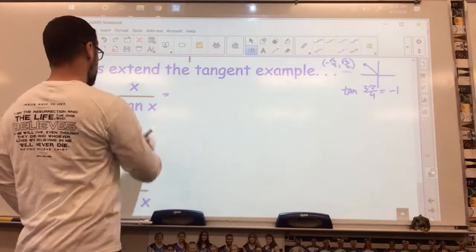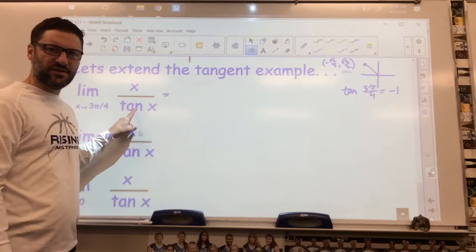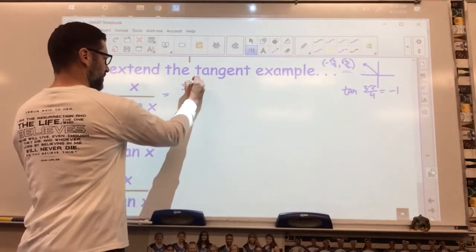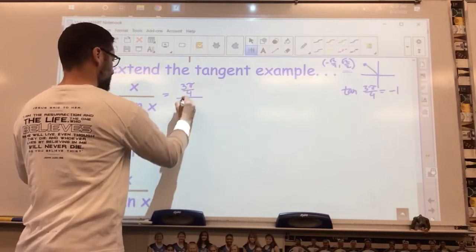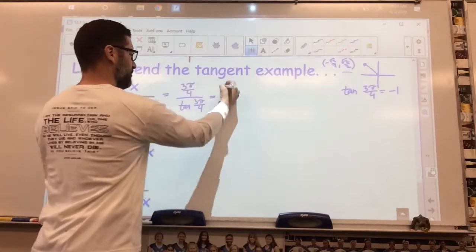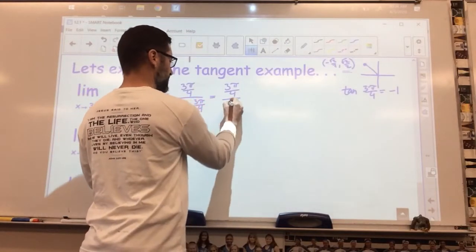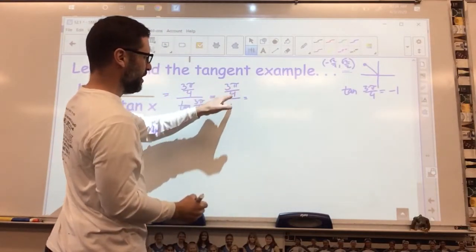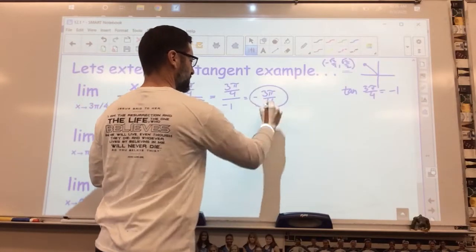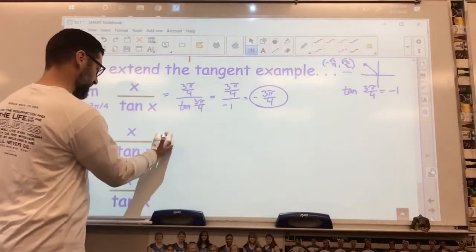As I go through these, I'm going to use that idea to evaluate some of them. So here we go. I'm going to find the limit as x goes to 3 pi over 4 of x over tangent of x, with direct substitution. I take 3 pi over 4 and plug it in, all over the tangent of 3 pi over 4. I know the tangent at 3 pi over 4 is negative 1, so I get 3 pi over 4 over negative 1, which is negative 3 pi over 4. So I got the first answer with direct substitution. It worked great. Let's try the next one.